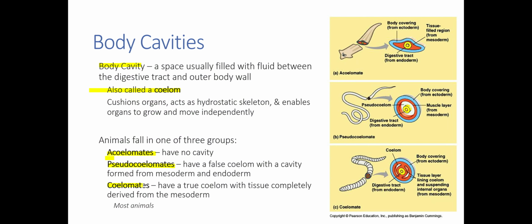And then a lot of your animals are going to be coelomates, where they have a fully lined body cavity. The mesoderm is completely surrounding it inside and out. And we see this as early as our segmented worms, all the way up into us, a lot of your invertebrates as well as your vertebrates.